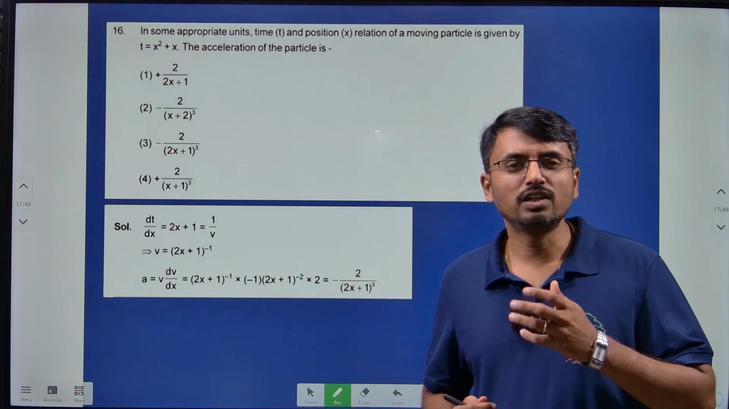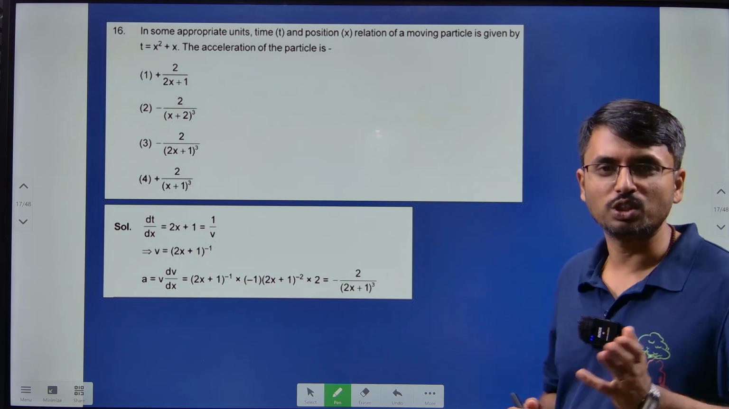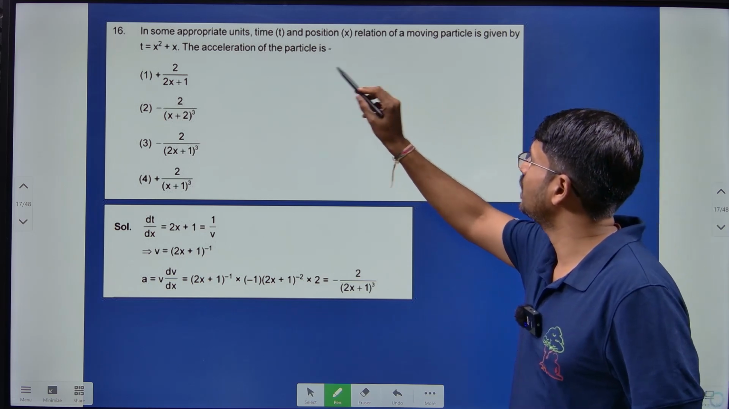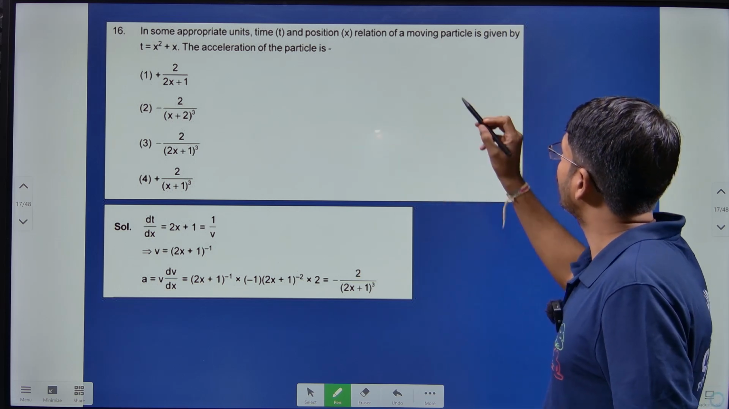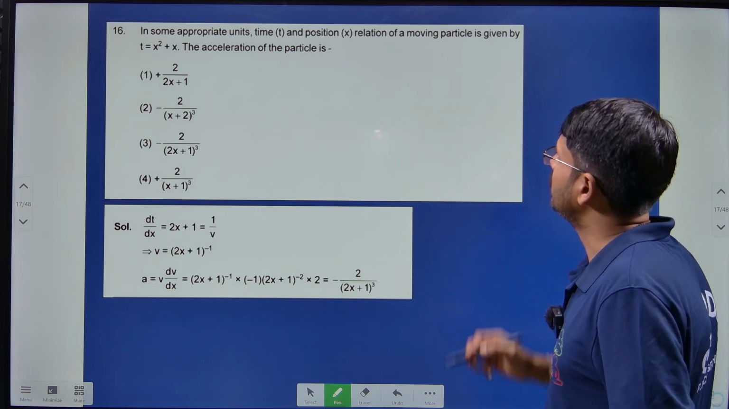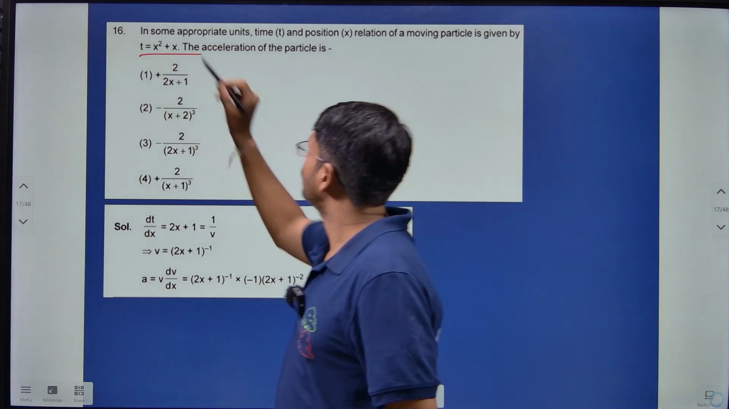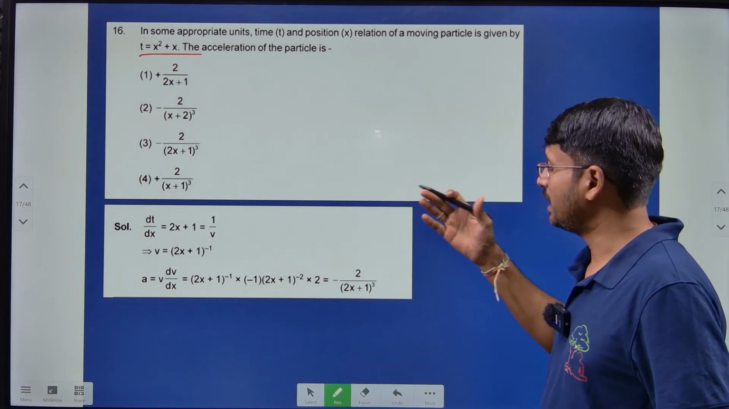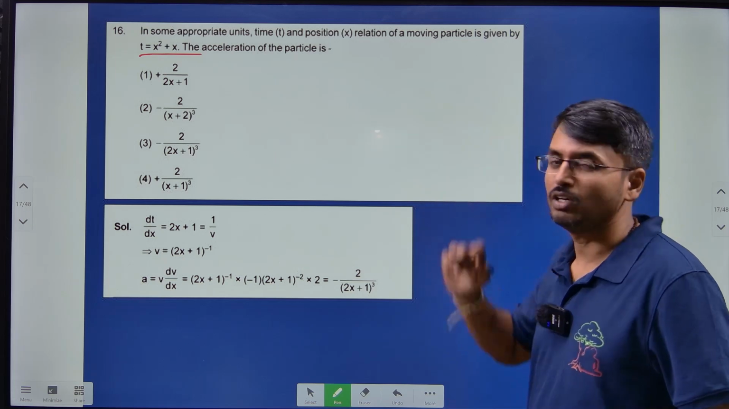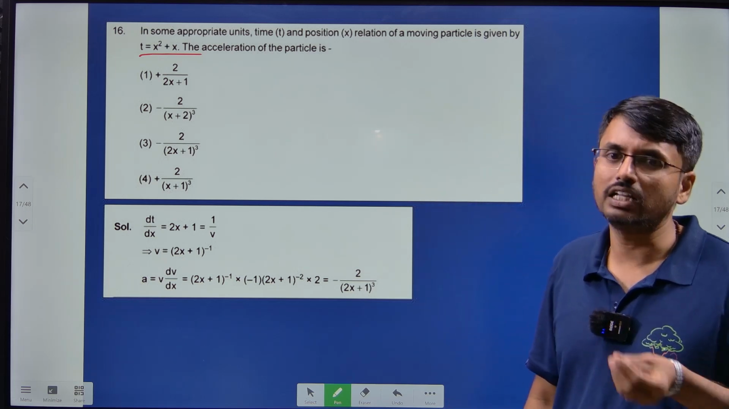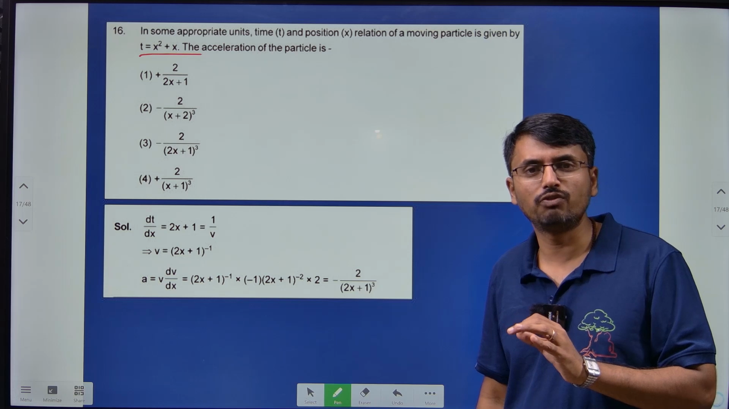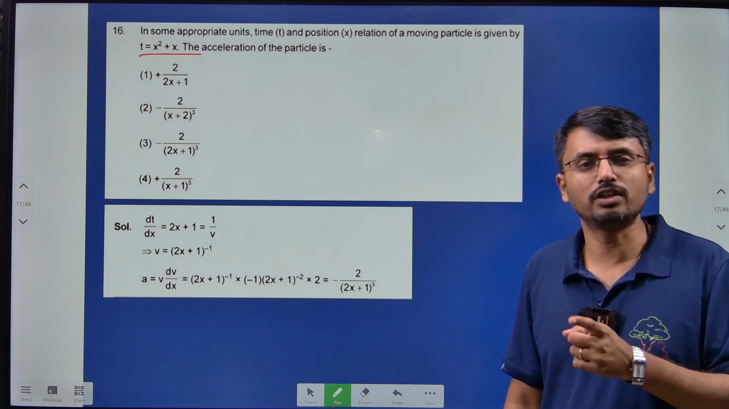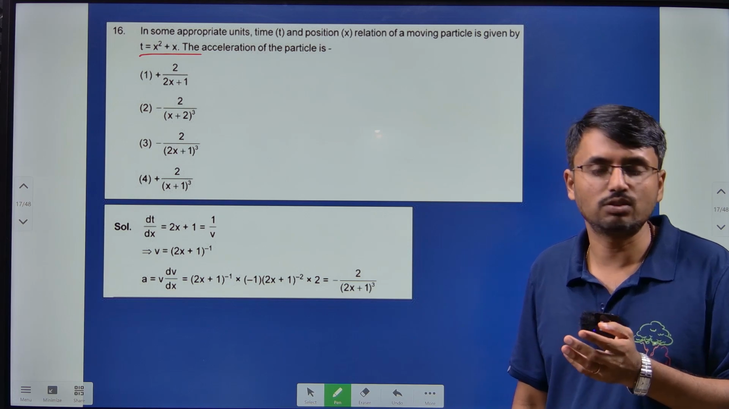Okay, so we'll continue with the next question, question number 16. In some appropriate units, time t and position x relation of a moving particle is given by this particular equation. Then the acceleration of the particle is? If we have a relation between the position and the time, first we have to find the velocity and then the acceleration. First we differentiate x with respect to t, and then we differentiate v with respect to t, and then we'll get the acceleration.